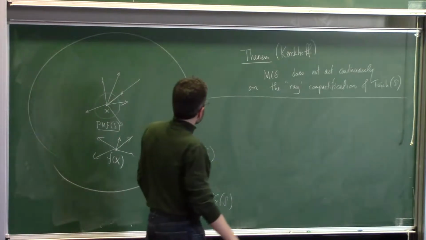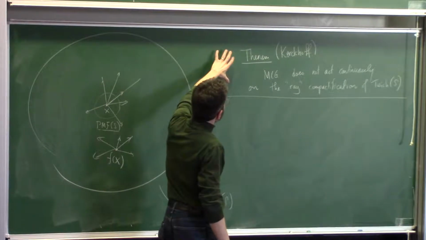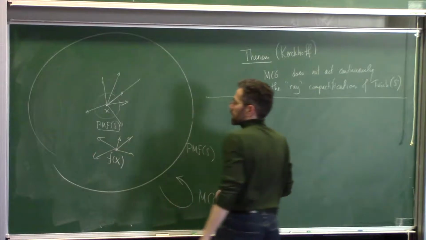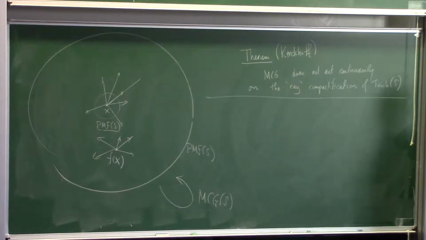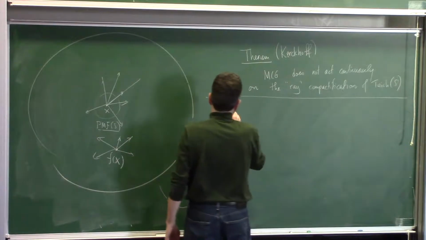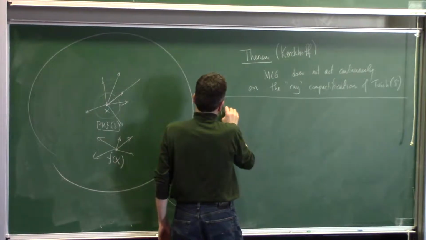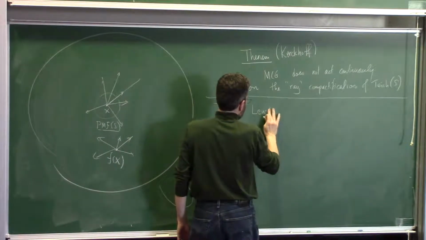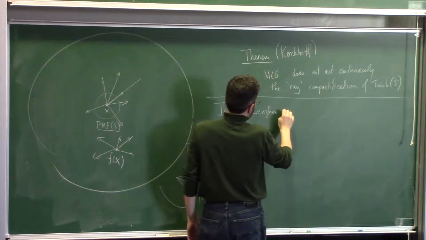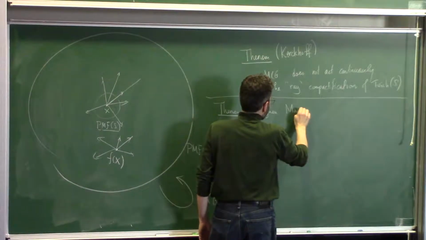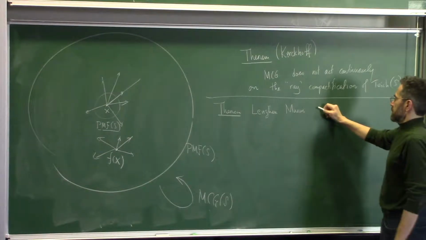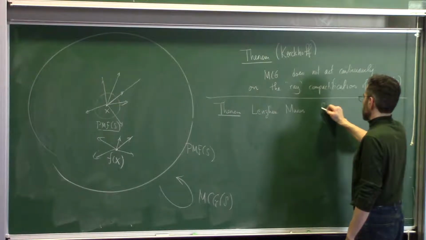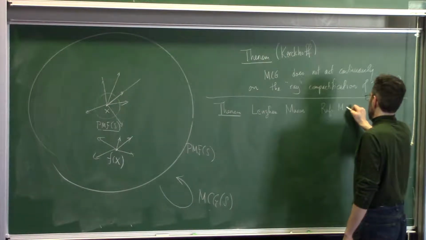So the next, this was in the late 70s, but more recently, various other much more detailed things have been proved about this. So another theorem, with different versions, by Lenzhen and Masur. I'm going to put names here, but there are several versions of this theorem. And then there are improvements by Gruber and Mirzakhani.